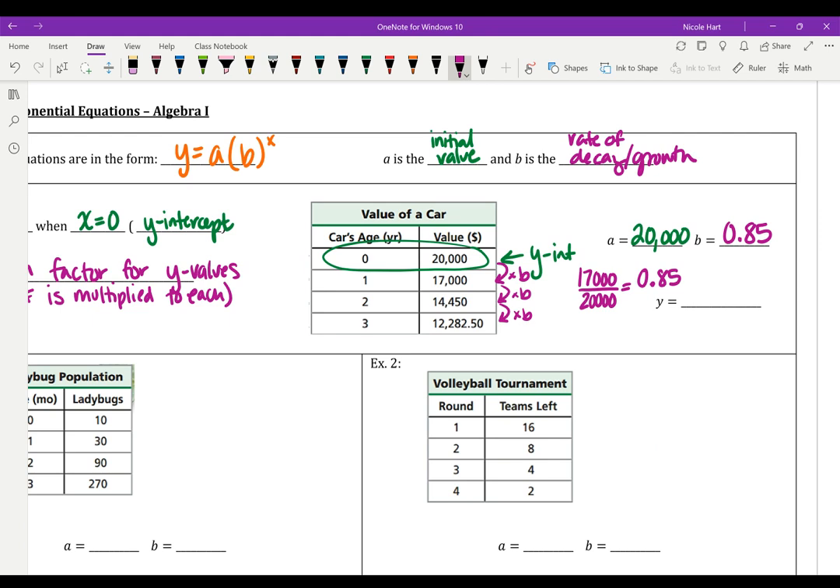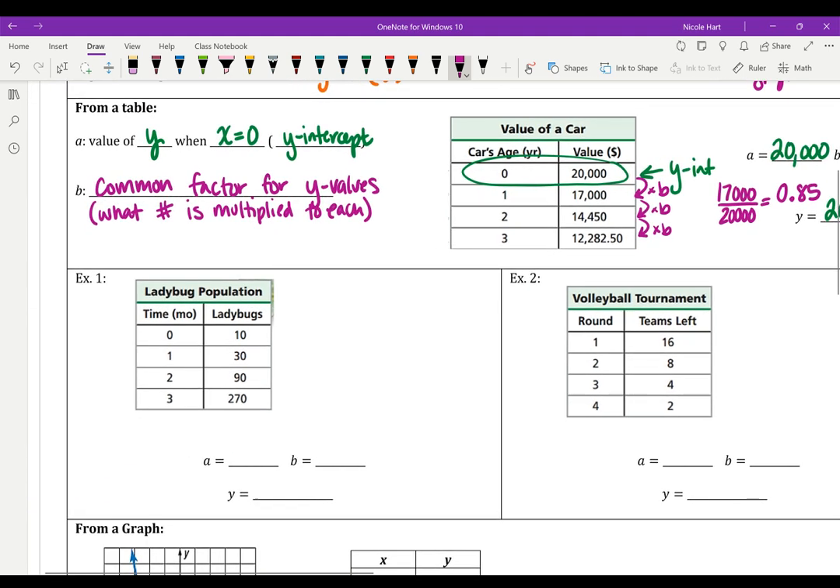So to write our equation, we have y equals a, which is 20,000, parentheses, 0.85, close parentheses, x, and that is our equation. So find your y-intercept, find what number is multiplied to each y value, and plug them into y equals a, parentheses b, close parentheses, exponent of x.